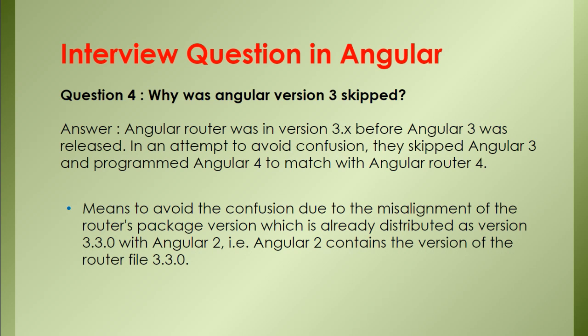And our next question is: why was Angular version 3 skipped? This is a very important question, and interviewers mostly ask it. So our answer is: Angular router was in version 3.x before Angular 3 was released. In an attempt to avoid confusion, they skipped Angular 3 and promoted Angular 4 to match with Angular Router 4. It means to avoid the confusion due to the misalignment of the router's package version, which was already distributed as version 3.3.0 with Angular 2. That is, Angular 2 contained the router package version 3.3.